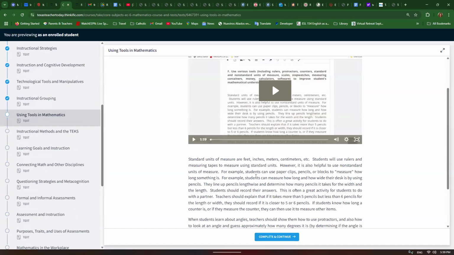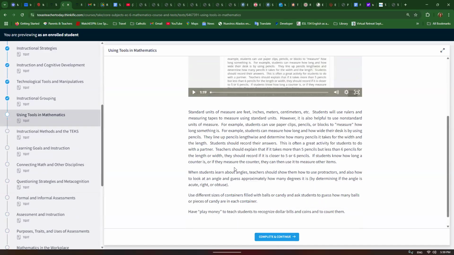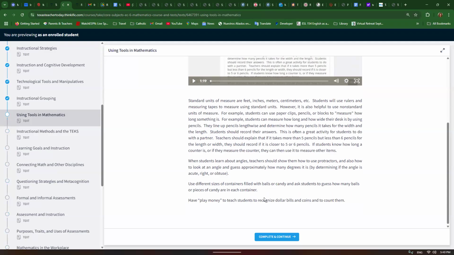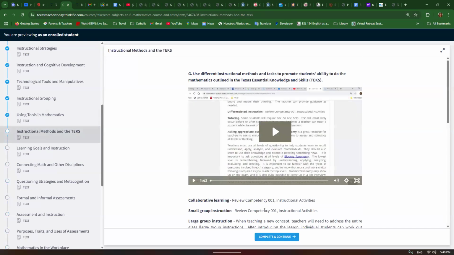All right. We want to use standard units of measure like feet, inches, meters, centimeters, but we also want to teach non-standard units of measure where they measure with pencils or paper clips. When they learn about angles, they should learn how to use protractors, right? You also should teach them how to estimate by filling up a container with balls or candy and asking them to guess how many candy pieces are in there, and play money to help them learn money.